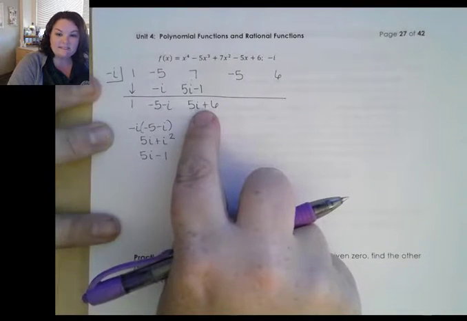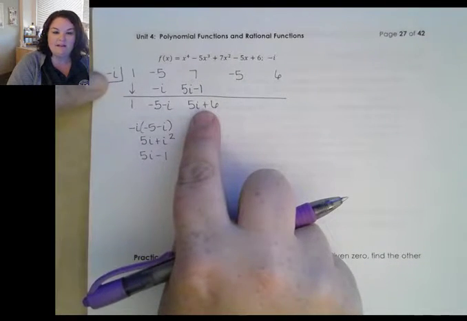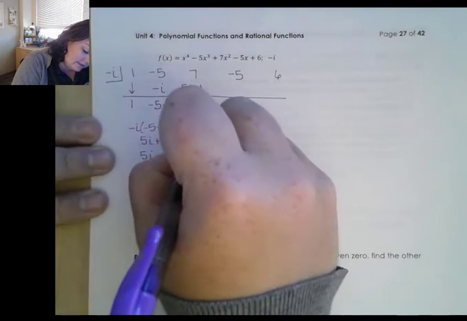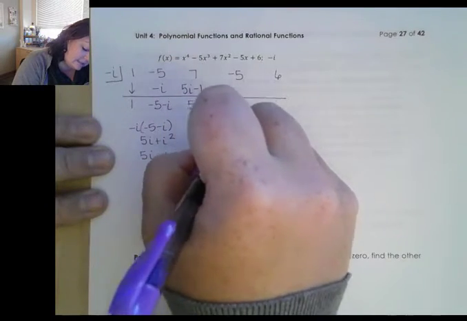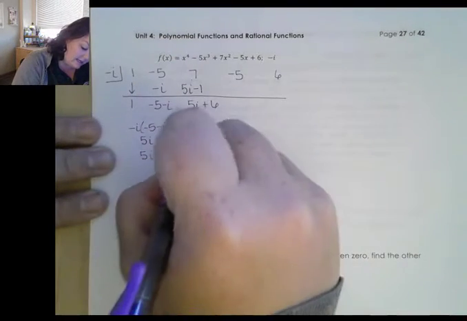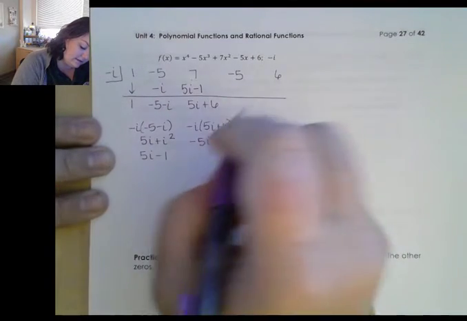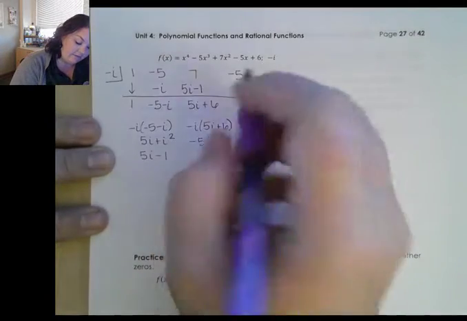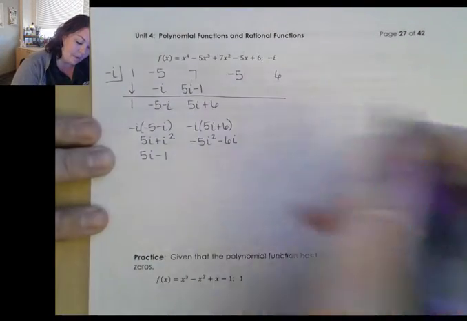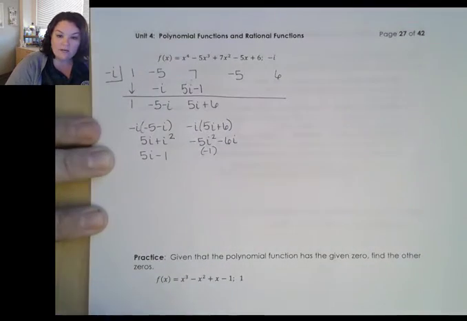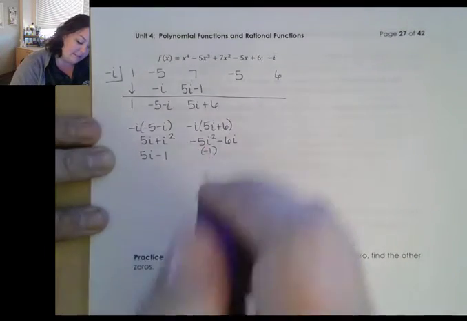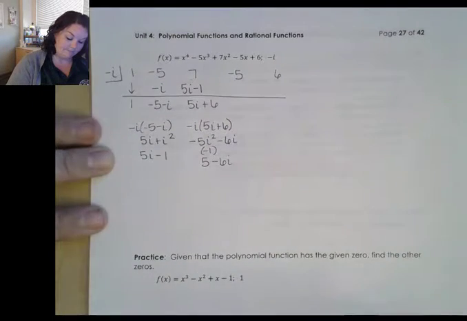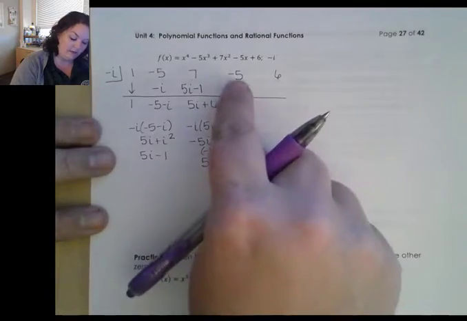So 5i plus 6 is now what I need to multiply by the negative i in my box. And again, I'm going to do it down here. So negative i times 5i plus 6. When I distribute that negative i, I get negative 5i squared, right? And then negative i times 6 is negative 6i. We know that i squared is negative 1. So when I do negative 1 times negative 5, that makes this a positive 5 minus 6i. Okay, so that's what I'm going to write up here.